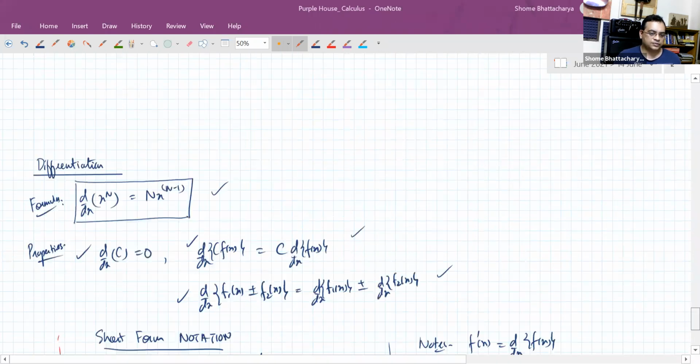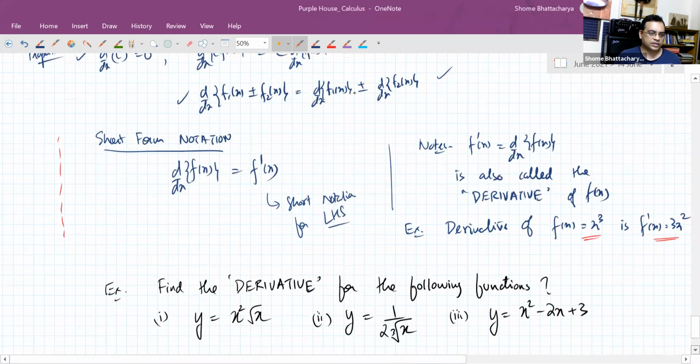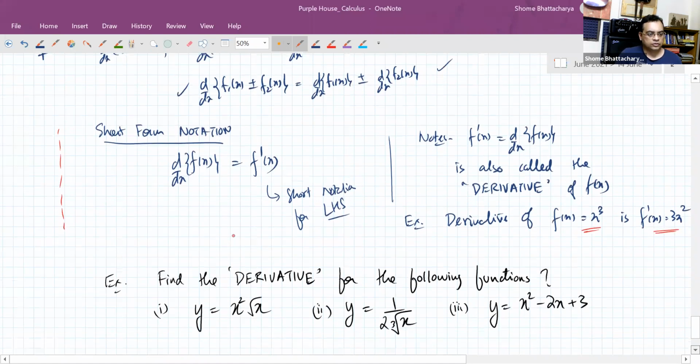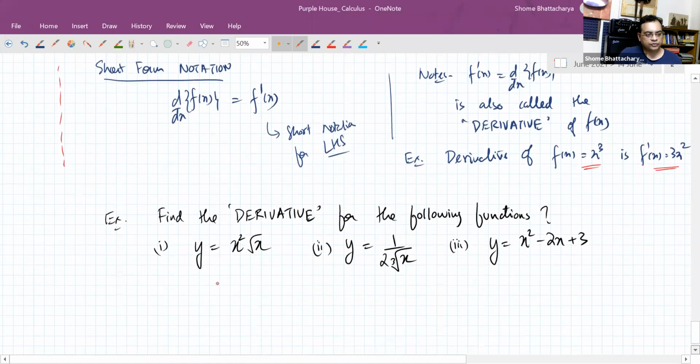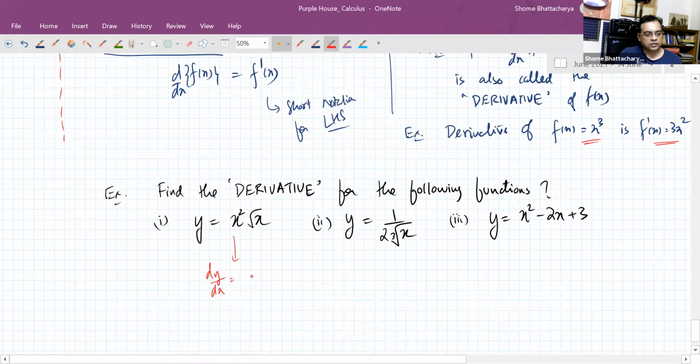I'll just put up the answers first. You try to work them out yourself correctly. So this one should give me the derivative as this. Okay. So this is the derivative of this.